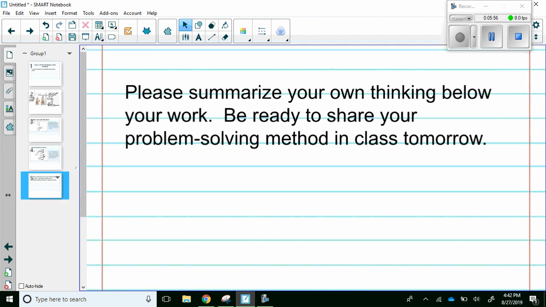Now, after you've seen my work and two other students, I want you to go back and look at your work to see how you solved it. Think about your thinking. Did you get the answer correct? Did you get it incorrect? If so, why and how could you have solved it? Or how can you correct your work? Remember, it is okay to be wrong as long as we are learning from what we're doing and then see how we can rework the problems. Be ready to share your problem-solving method in class tomorrow. See you then.